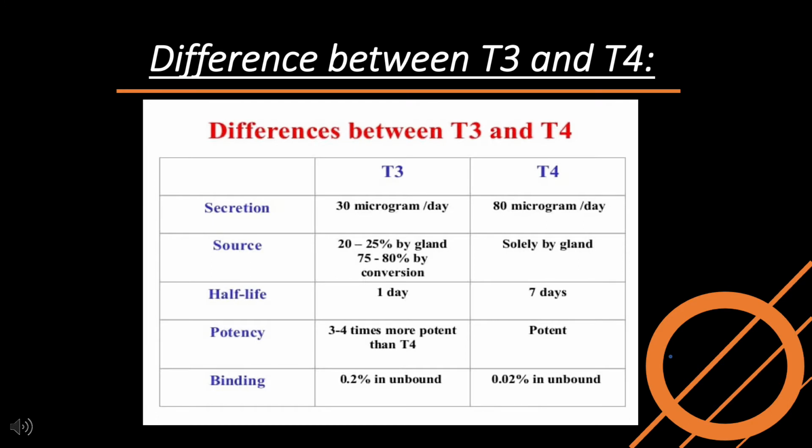Difference between T3 and T4. Per day secretion of T3 is 30 micrograms per day, and T4 is 80 micrograms per day. The source of T3 is 20 to 25% from the gland and 75 to 80% by conversion, and the T4 source is solely the gland. Half-life of T3 is 1 day and T4 half-life is 7 days. T3 is 3 to 4 times more potent than T4. Binding of T3 is 0.2% unbound and T4 is 0.02% unbound.